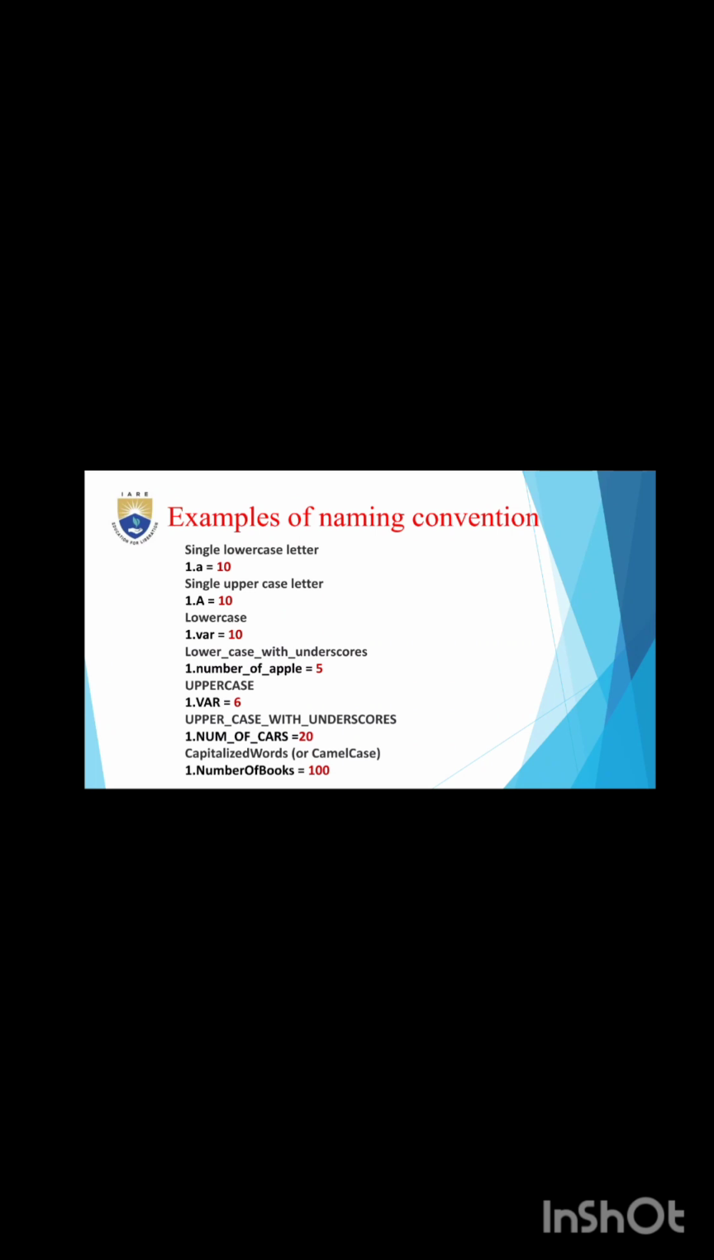Now, examples of naming convention. Single lowercase letter: a equals 10. Single uppercase letter: capital A equals 10. Lowercase: variable equals 10. Lowercase with underscores: number_of_apple equals 5. Uppercase: VARIABLE equals 6. Uppercase with underscores: NUMBER_OF_CARS equals 20. Capitalized words or camel case: NumberOfBooks equals 100.